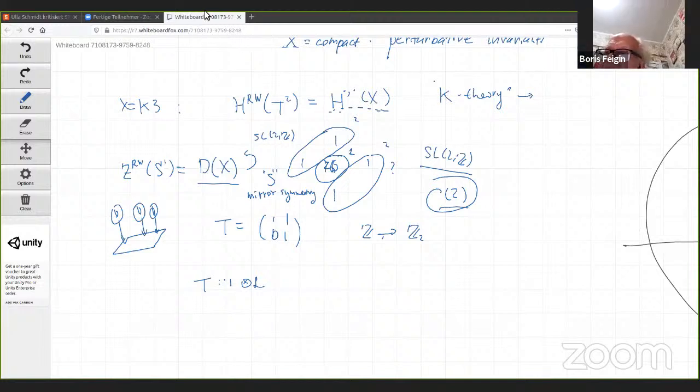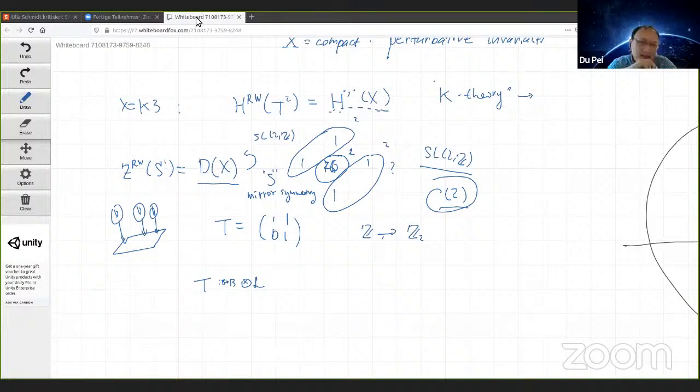Then it has to be some definition of SL2Z action. There should be some SL2Z action for general K3.